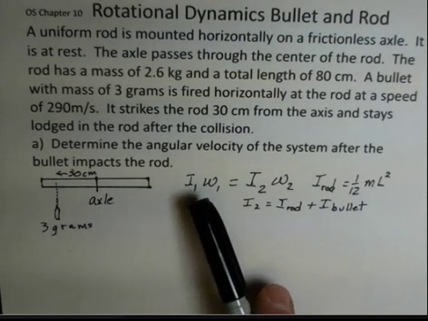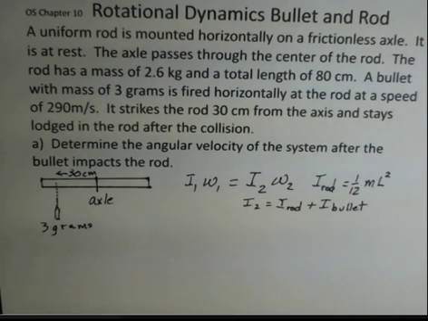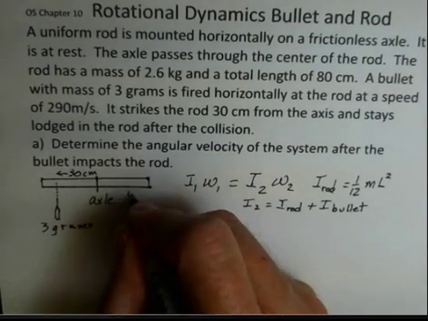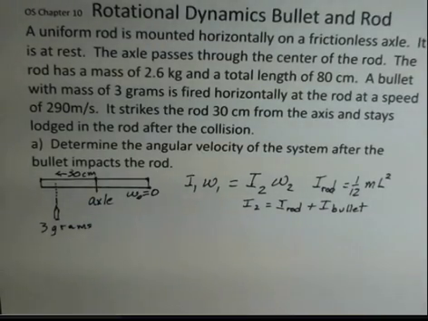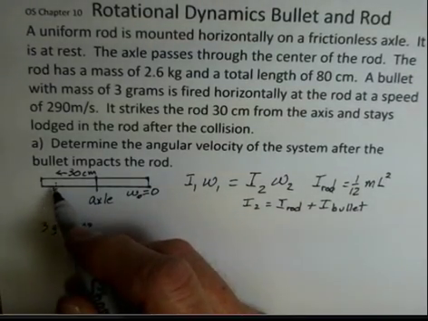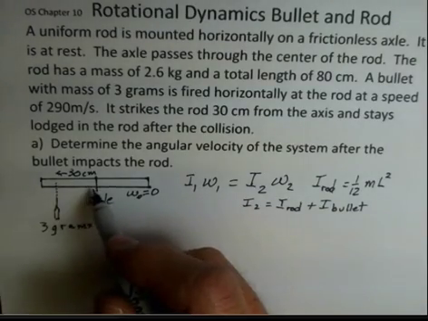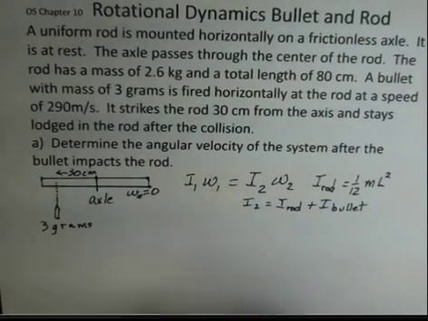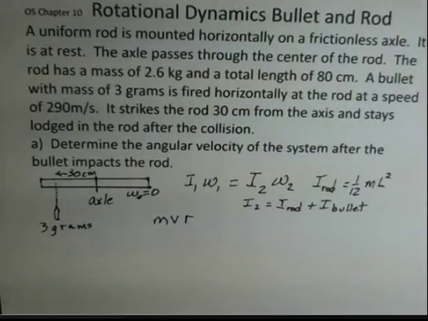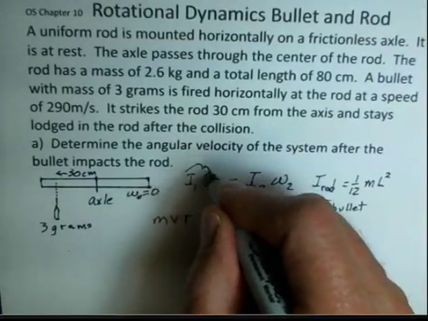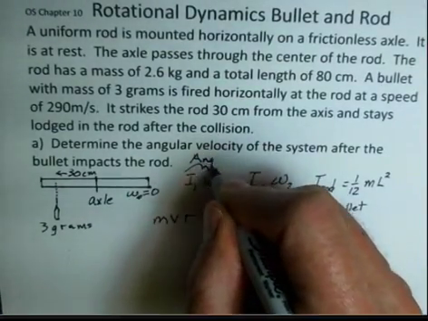You might ask yourself, is the angular momentum zero? At the instant before the bullet hits the rod, is the angular momentum zero? And the answer is no. The rod is not rotating. Its initial angular velocity is zero. But the bullet has a linear momentum at a certain distance away from the axle. So it does have mvr of angular momentum, and this whole quantity here, I omega, is angular momentum.